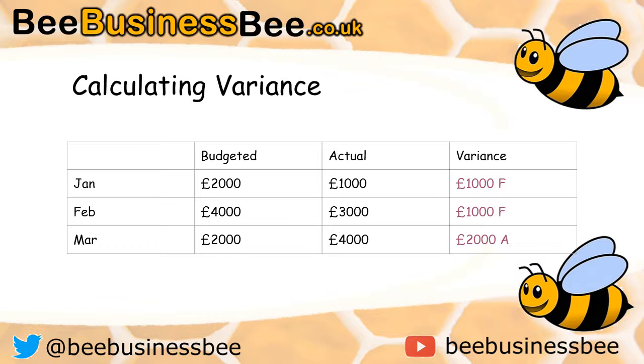Okay, as you can see here, the answers. So remember what I said, it was an expenditure budget. So we're looking at whether it's favourable or adverse, depending on being the expenditure budget. So in January, the business planned to spend £2,000, but it only spent £1,000. So actually, that's better than planned. That's favourable by £1,000 because they didn't spend as much money as they planned. In February, they planned to spend £4,000, but they only spent £3,000, which again means it's a £1,000 favourable variance. Whereas in March, they planned to spend £2,000, but they actually spent £4,000, which gives us a £2,000 adverse variance, as that's worse than expected.